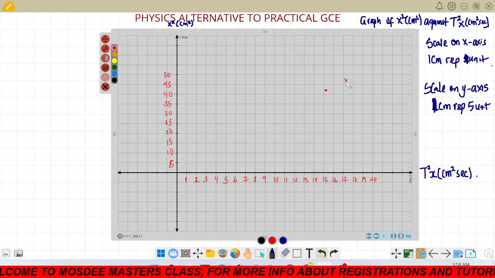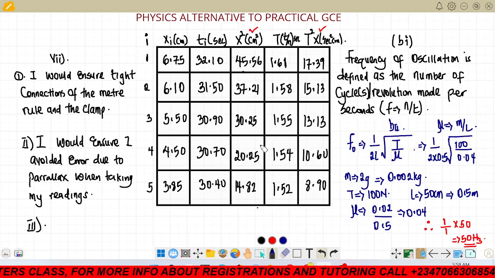Some people like using something like this. It's not bad. Something like that. So you continue in that manner. The next one is going to be the third point.